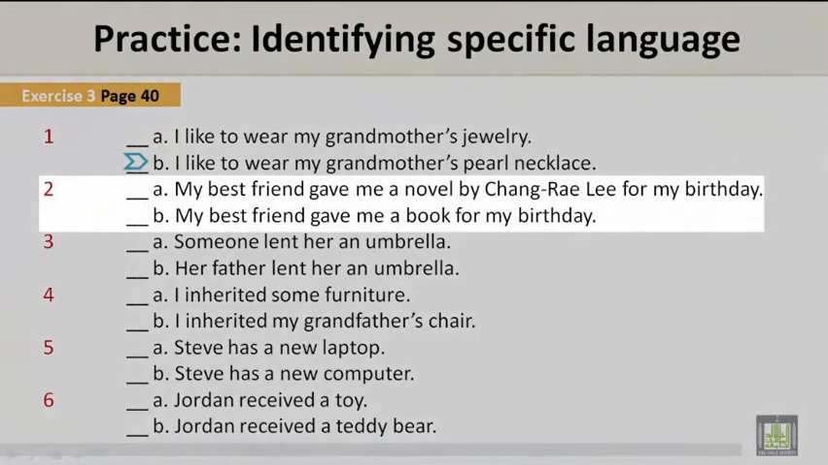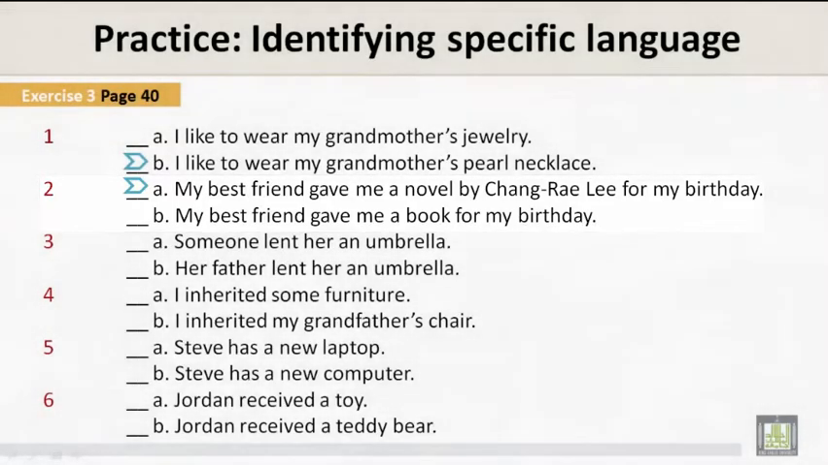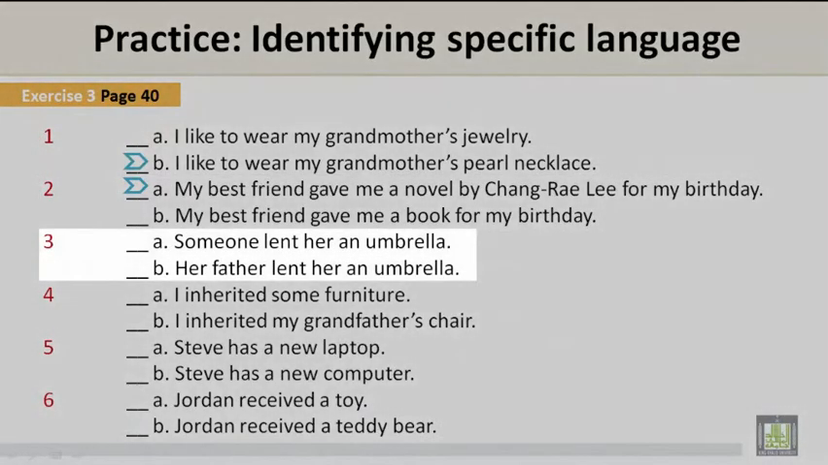Number 2. A. My best friend gave me a novel by Chang Ray Lee for my birthday. B. My best friend gave me a book for my birthday. Option A is more specific. My best friend gave me a novel by Chang Ray Lee for my birthday. Number 3. A. Someone lent her an umbrella. B. Her father lent her an umbrella. Option B is more specific. Her father lent her an umbrella.